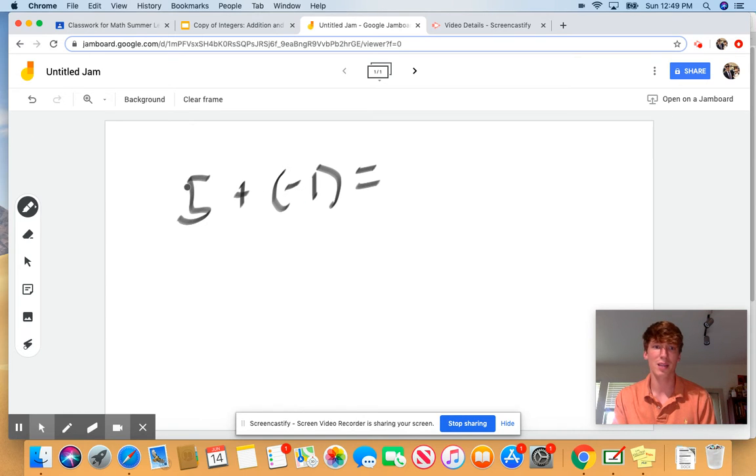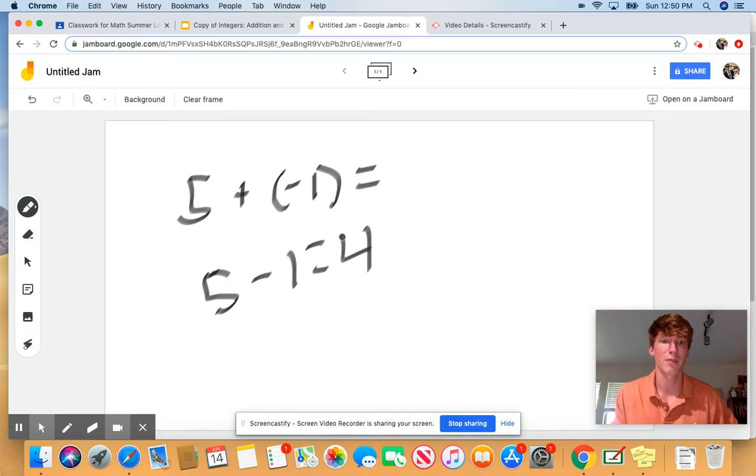What's going to happen to this? Are you going to have more or less money? Probably less, right? So our number should be going down. We started at 5. We're adding negative 1, same thing as subtraction. 5 minus 1 equals 4. Okay. So adding a negative is the same thing as subtraction. We're still doing good.